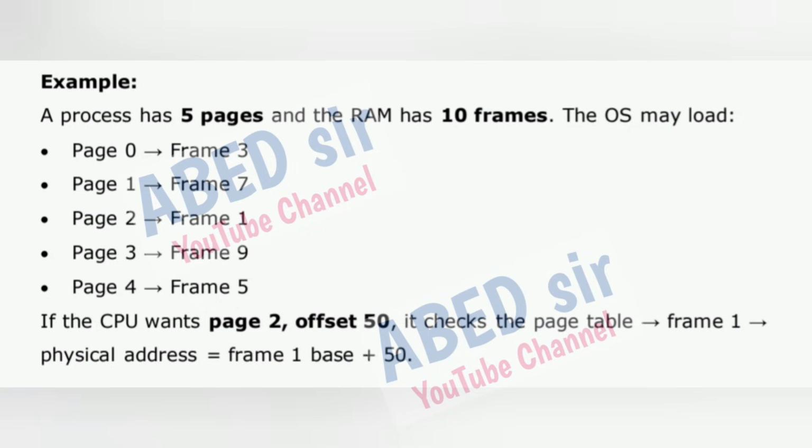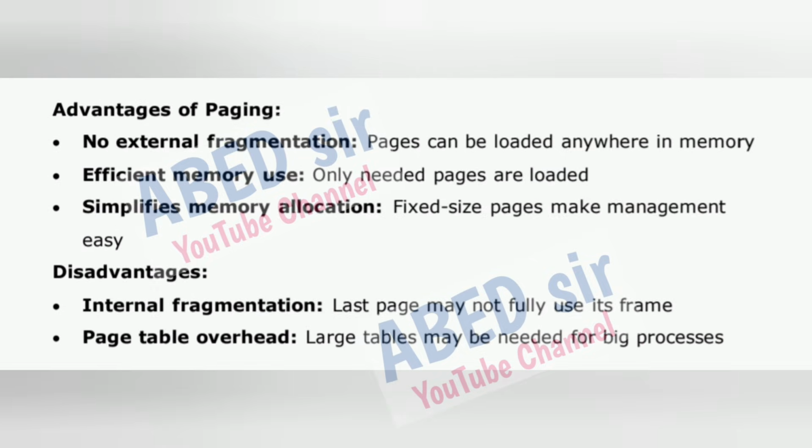If the CPU wants page 2, offset 50, it checks the page table: frame 1. The physical address is equal to frame 1 base plus 50. Advantages of paging: No external fragmentation, pages can be loaded anywhere in memory. Efficient memory use, only needed pages are loaded. Simplifies memory allocation, fixed size pages make management easy.